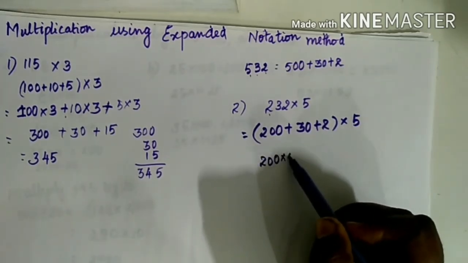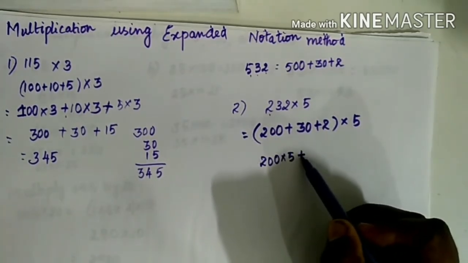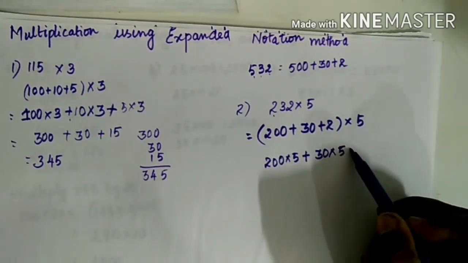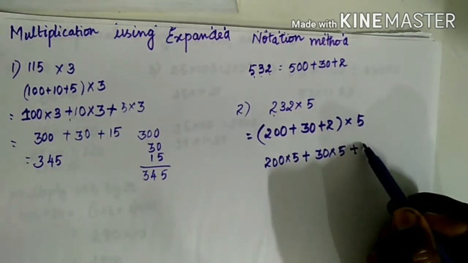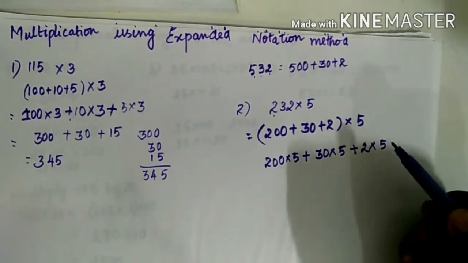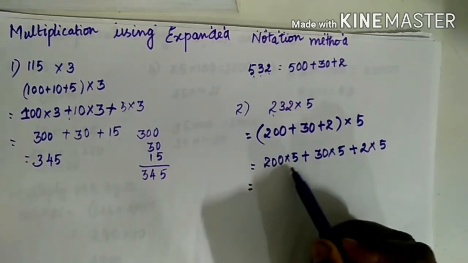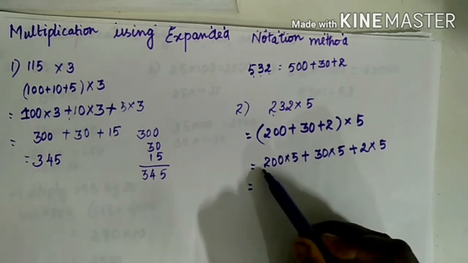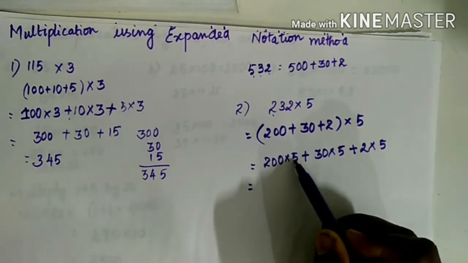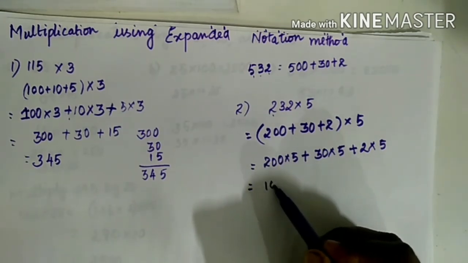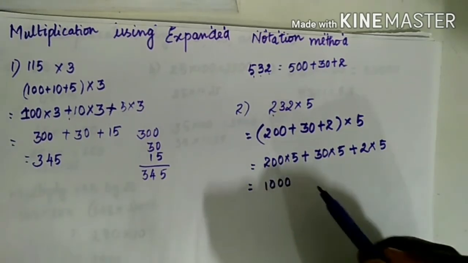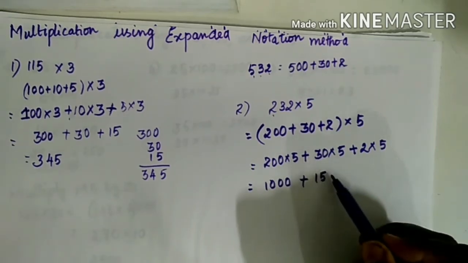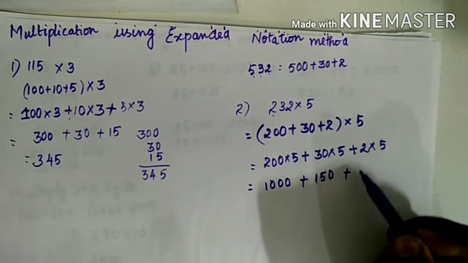200 into 5. Then operation is plus. Then 30 into 5. Good. Then operation is plus. Then 2 into 5. Good. Next what you are going to do? 200 into 5. What I have already said, you have to multiply the main number followed by the 2 zeros. So what do you get? 5 2s are 10. Then add 2 zeros. Good. Here also same thing. 5 3s are 15. Add the 0. Plus 5 2s are 10.